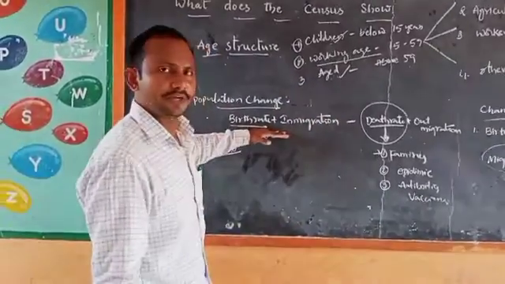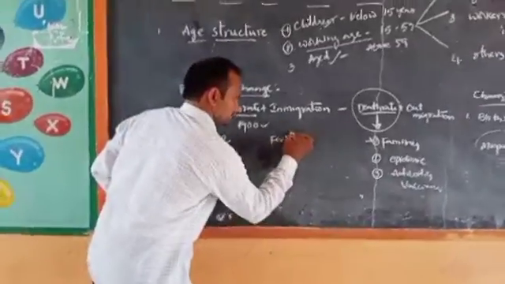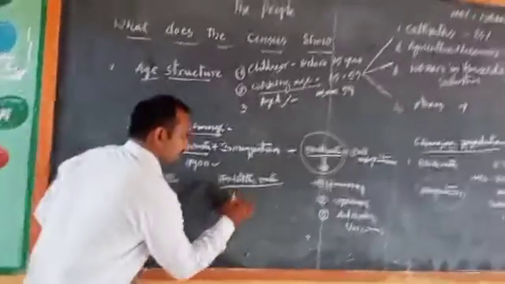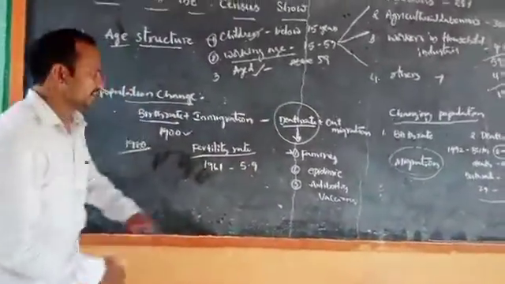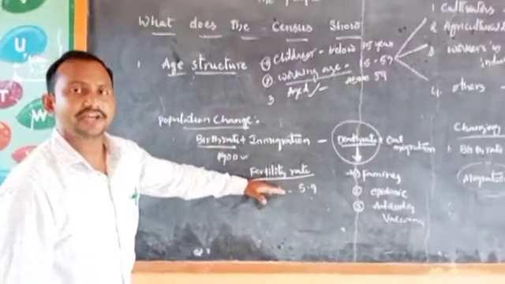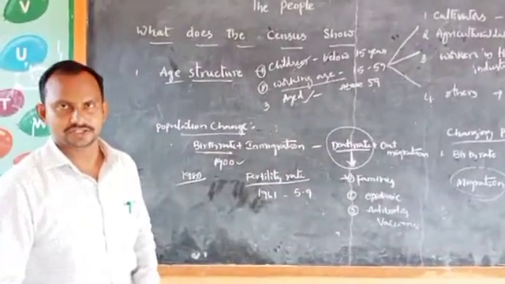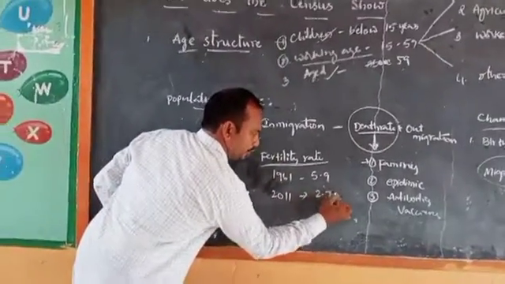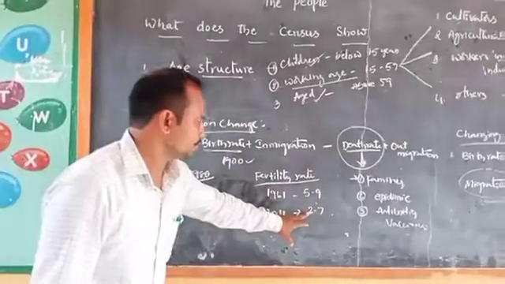This birth rate also depends upon the fertility rate. Earlier the fertility rate was very high. For example, in 1961 the fertility rate is 5.9. 5.9 means in 1961, at that time, an average parent wanted to give birth to 5 or 6 children. But now in 2011 the fertility rate has decreased to 2.7. It decreased from 5.9 to 2.7.